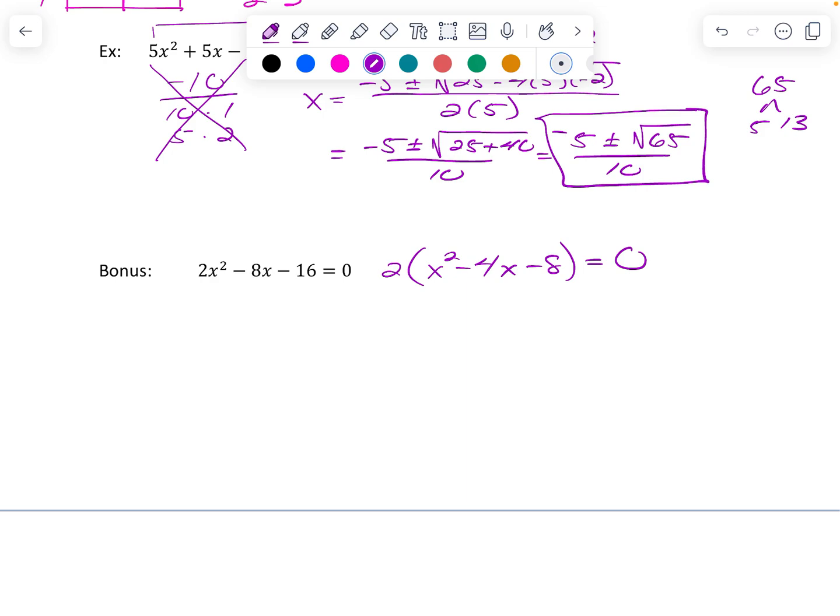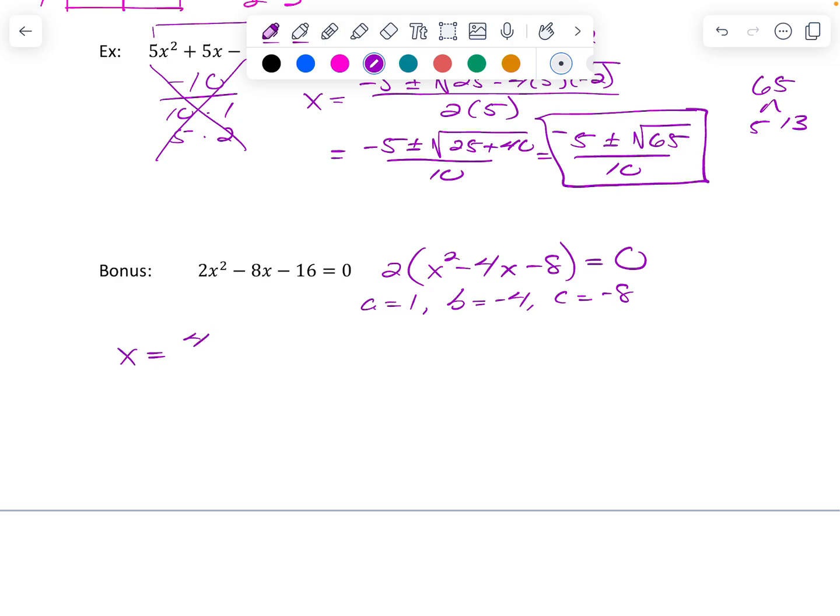Now for this one, again, we could try -8 and think 8 times 1, 4 times 2. There is no combination that's going to give us -4 as a middle term. So we're going to use the quadratic formula. A equals 1, B equals -4, C equals -8.